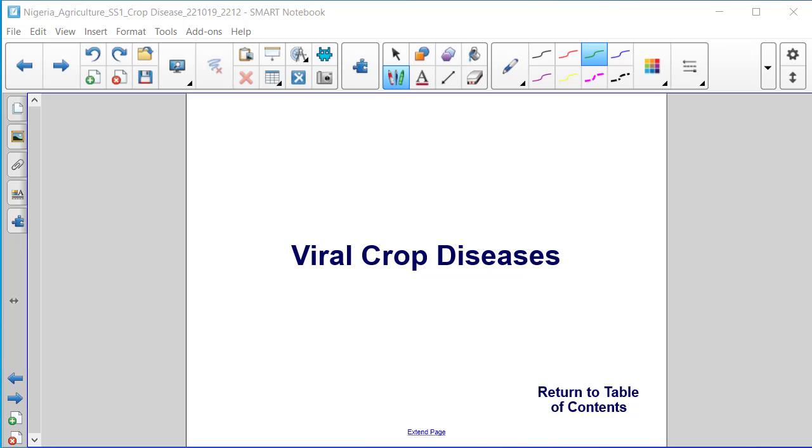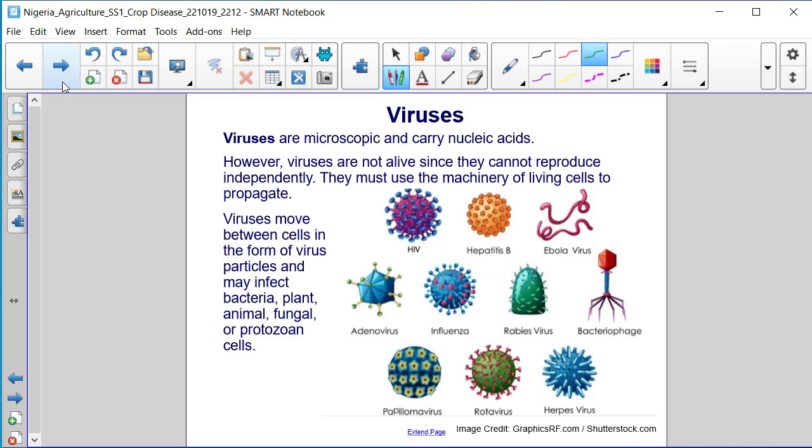Viral crop diseases. Viruses are microscopic and carry nucleic acids. However, viruses are not alive since they cannot reproduce independently. They must use the machinery of living cells to propagate.